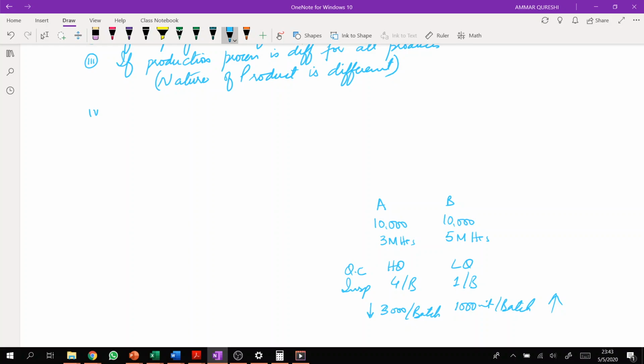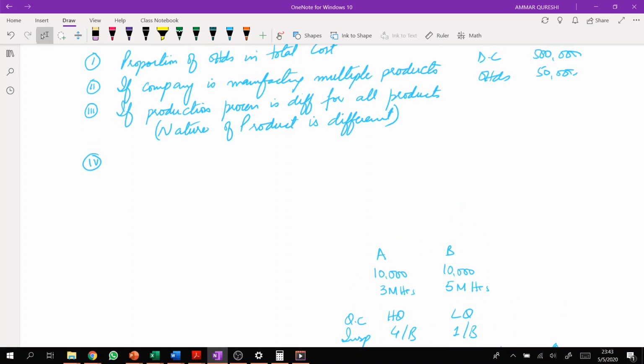Now the fourth one is again important. The fourth one is connected; you may connect it with the first one, after the first point. Major overheads should not be related to a single cost pool.